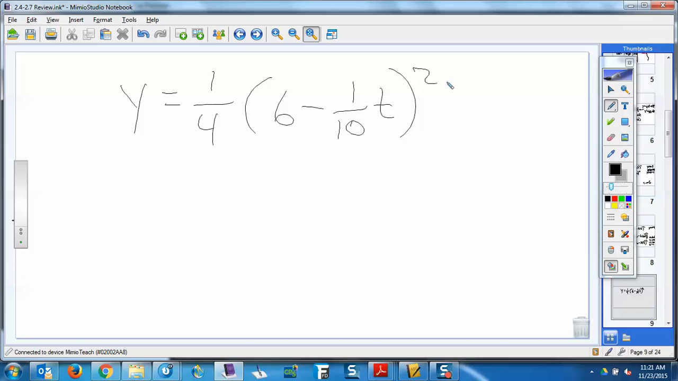So now it says, is it empty after 60 minutes? Yeah. So put a 60 right there. 60 times 1/10 is 6. 6 minus 6 is 0. The depth is 0.